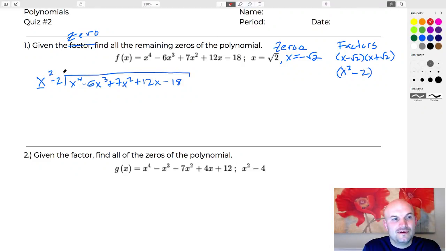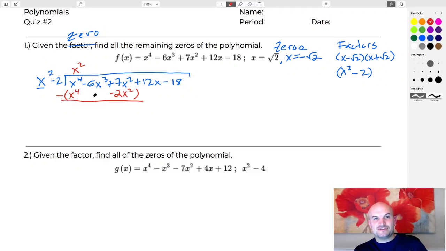Let's do this in red. X squared times x squared is x to the fourth, and x squared times negative 2 is a negative 2x squared. Now, just remember, we are going to put these in parentheses and subtract. Obviously, there's nothing to subtract here.